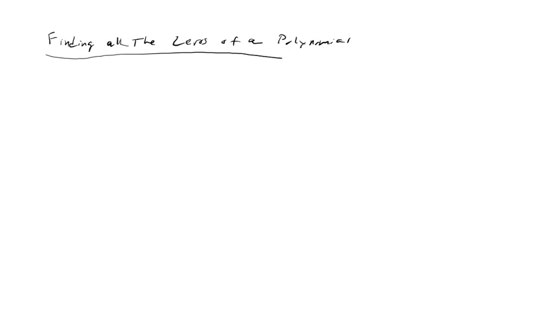So we're talking about finding all the zeros of a polynomial. And again, this is sort of the reverse version of what we've done in the last assignment, right?